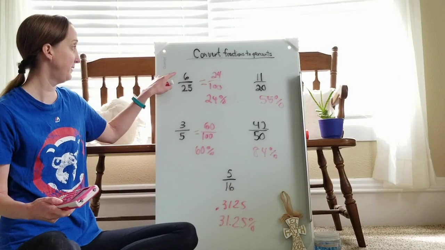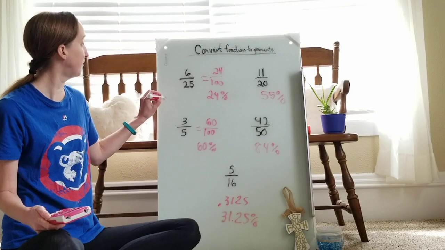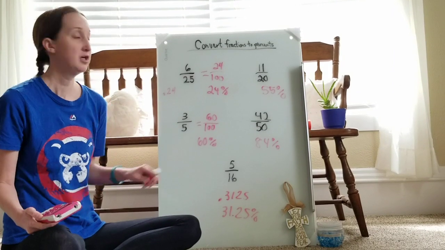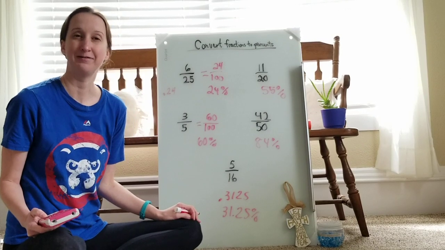Let's go over those steps. You would go 6 divided by 25. That would give you a 0.24. Then you would times by 100 to get us back to what we got with the mental math technique.